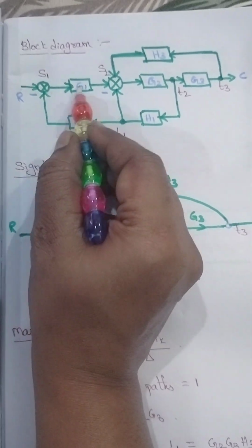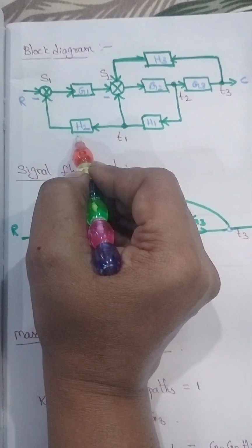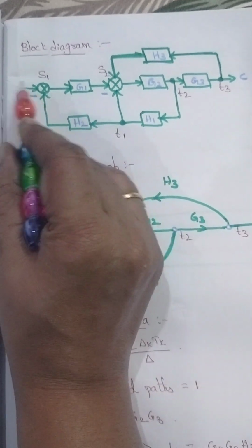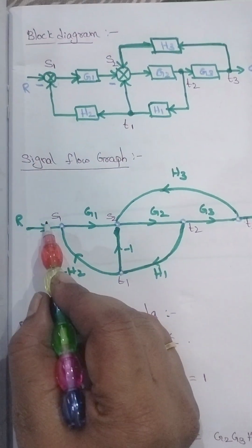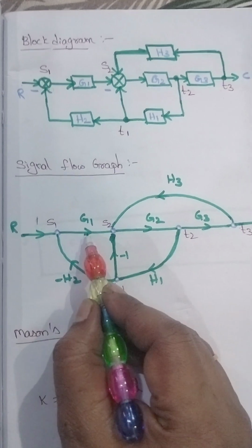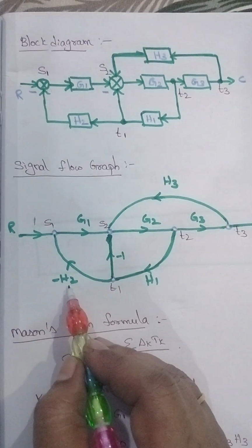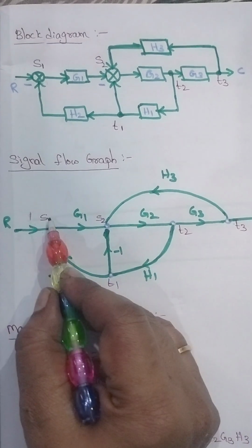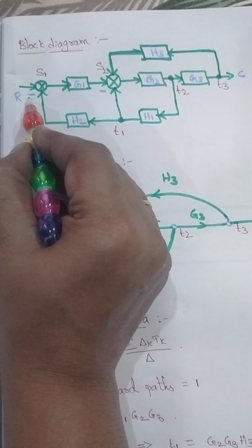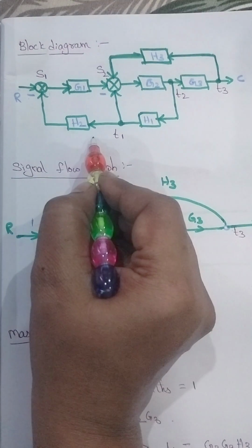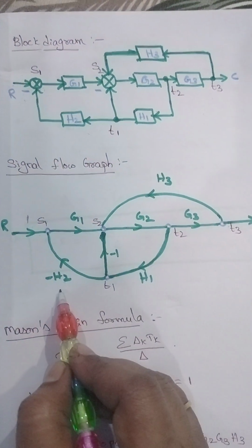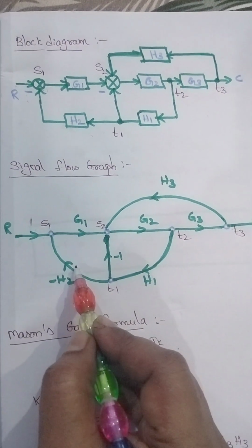That means two incoming and one outgoing with the gains H1, H2. Here is a 1 gain. That means here is a 1, and then here we establish one branch with the gain G1, and from T1 to S1 here is a minus sign. That means the product of these two gives the minus H2 gain. So use the direction like this.